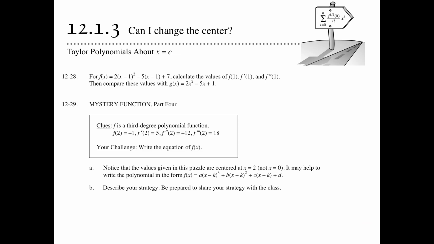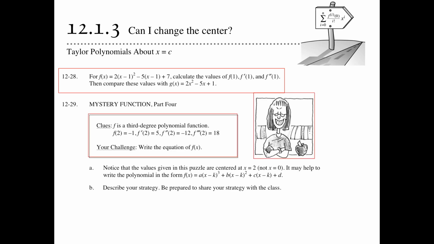Lesson 12.1.3 will transition away from Taylor polynomials that are centered at 0 and towards Taylor polynomials that are centered at other values of x. Problem 12-28 gives an example of such a polynomial. And then 12-29 presents a new mystery function challenge, where your teams will write a 3rd degree polynomial given clues about its first 3 derivatives and its value at x equals 2, not x equals 0.